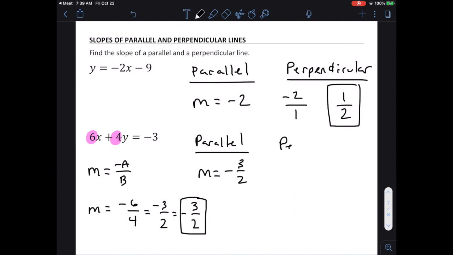But for a perpendicular line, we're going to take the opposite reciprocal. So we're going to flip that slope over, and we're going to change the sign. So since it's negative 3 over 2, we know our answer is going to be positive. And instead of being 3 over 2, it's going to be a slope of 2 over 3.